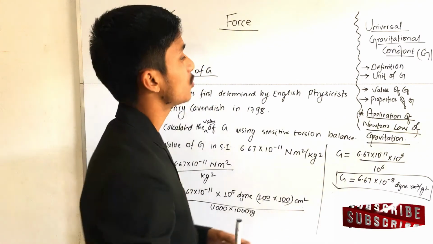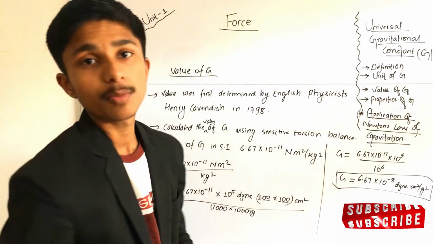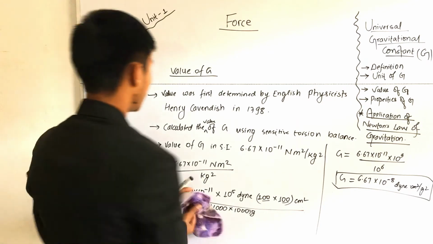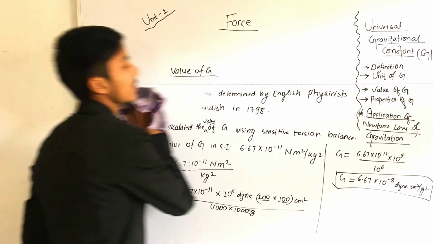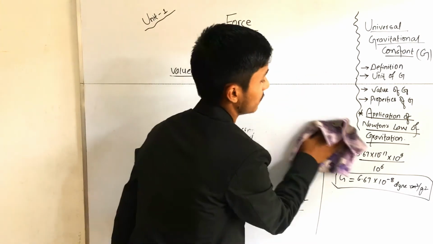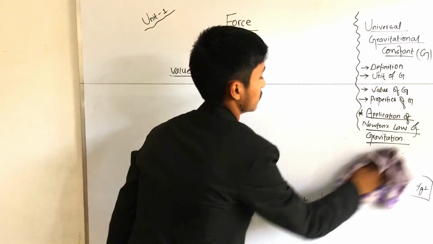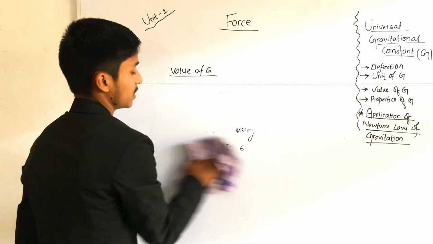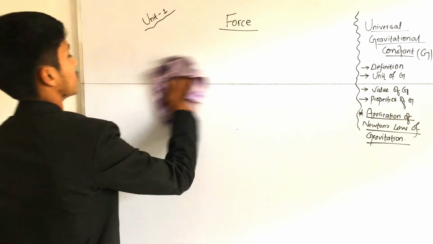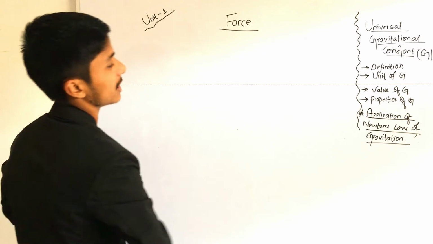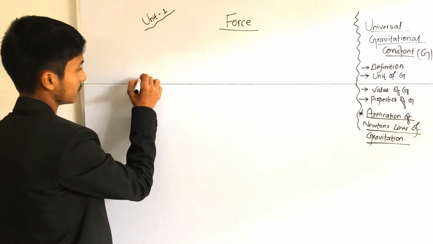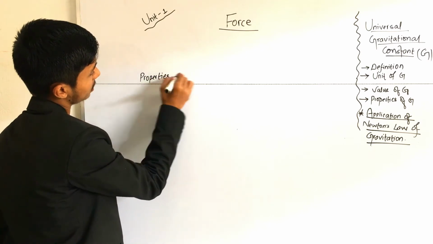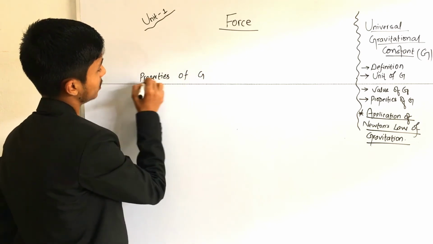Now we move to our next topic, that is properties of G. Under the properties of G, we learn about the properties of this capital G. What are the properties of universal gravitational constant? Here we write properties of G.